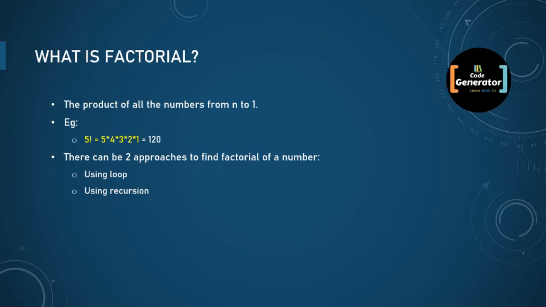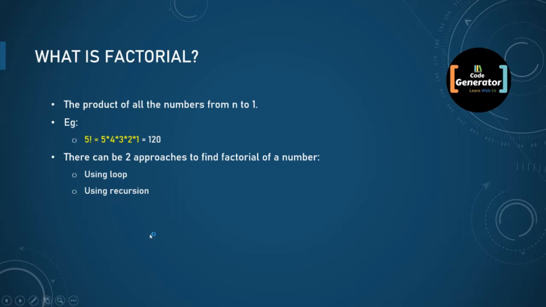Basically, the factorial of a value or a number is the product of all the numbers from n in decreasing order up to 1. For example, 5 factorial is 5 into 4 into 3 into 2 into 1, which is equal to 120. So 5 factorial will be equal to 120. This 5 and exclamation sign means 5 factorial.